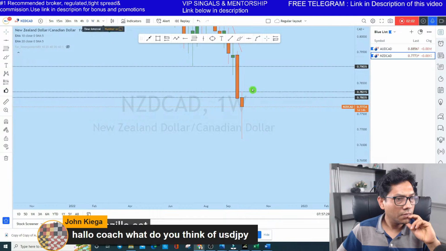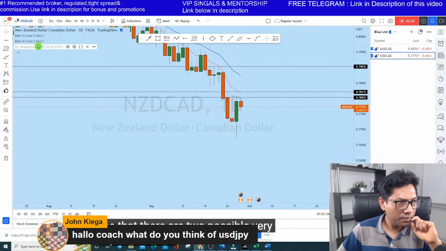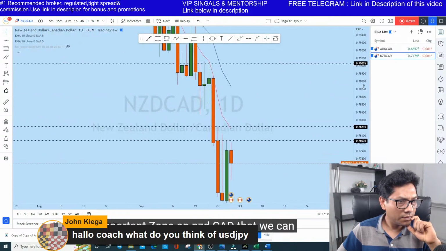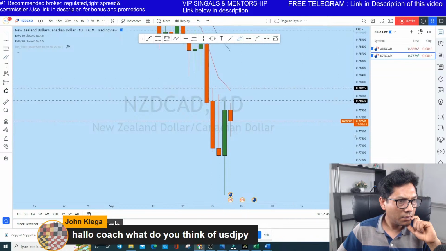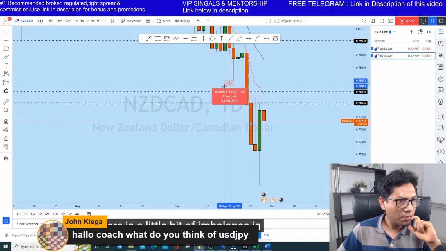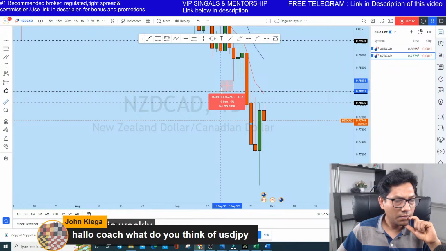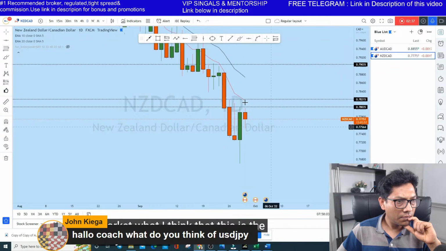If we look now at the daily time frame, we see that there are two important zones on NZD CAD, guys, I want you to pay attention now, where we can expect a possible shorting opportunity. First of all, this one, as you can see, is the weekly opening and closing zone, and this is the weekly high in this time frame. Now, what do you see? There is a little bit of imbalance in this area. This is the previous swing low with this weekly high, around an 18 pip imbalance in this market. What I think is that on this daily chart the price action is highly bearish.